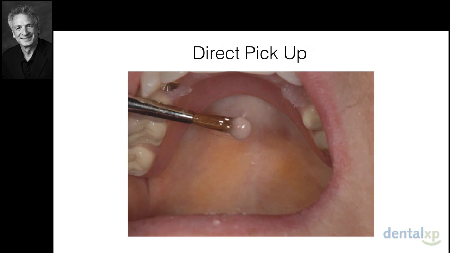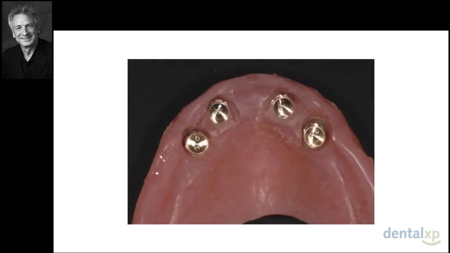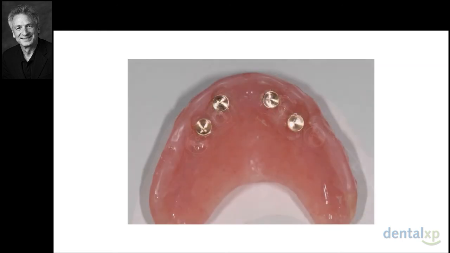And then we're doing a direct pickup. This could be an indirect pickup done in the laboratory. In this case, we did a direct pickup with denture-colored pink autopolymerizing resin. There are many different materials to do this, many different techniques. And we were able to capture the copings and then did some finishing. And you can see this is how we completed this friction-fit denture.